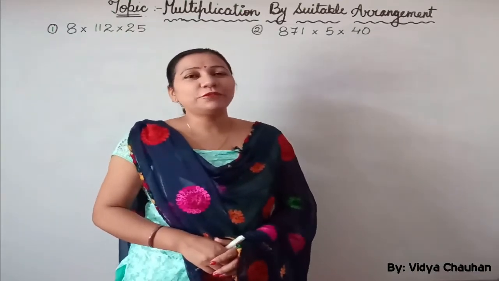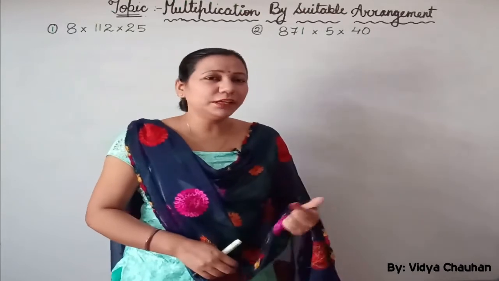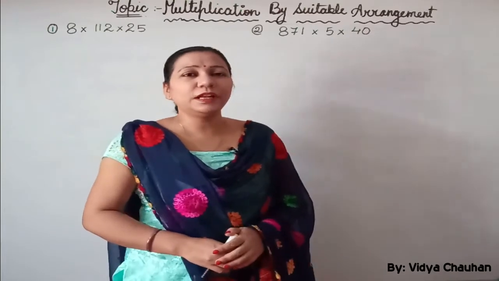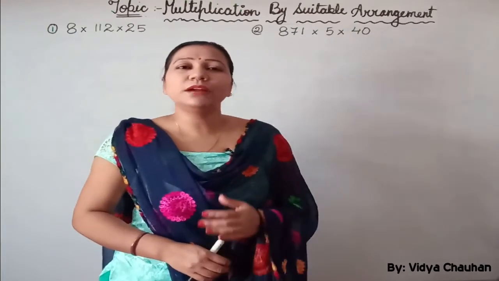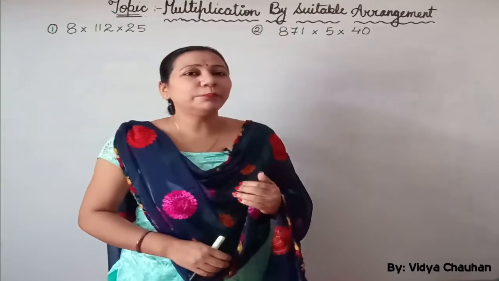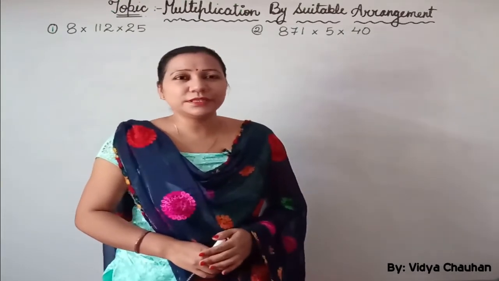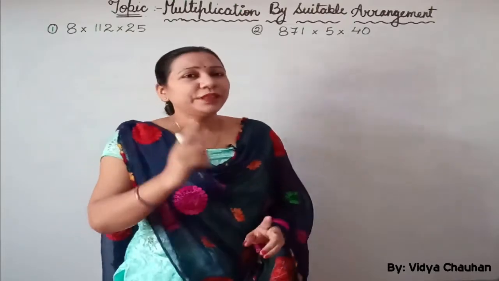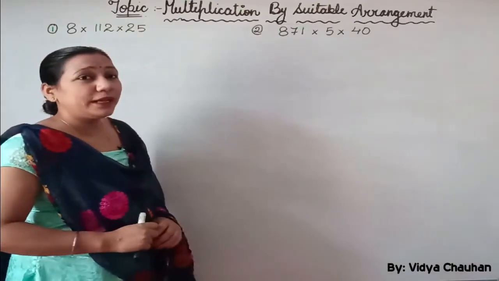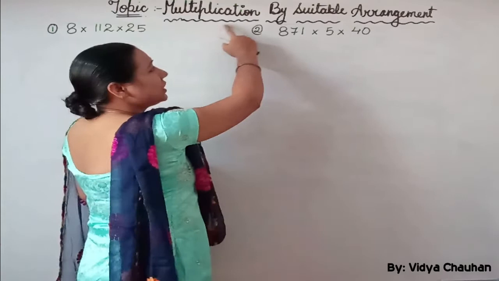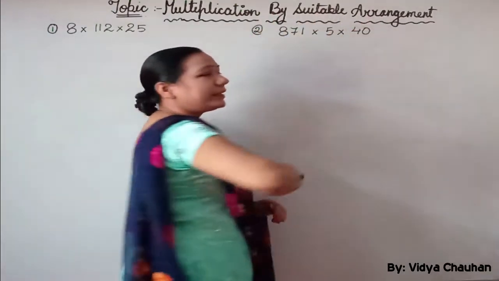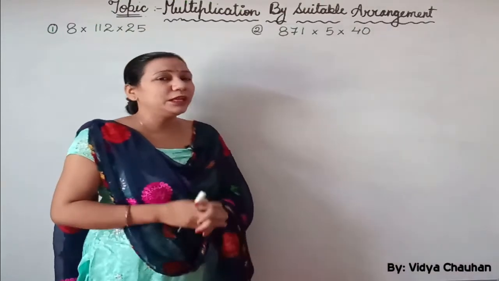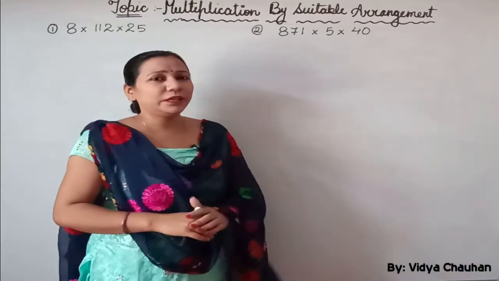Now students, after doing the properties and the multiplication by 10, 100, 1000, moving forward to multiplication of the numbers. In our previous lesson, we already discussed how to multiply large numbers by simply multiplying both the numbers, keeping them one below the other. Now moving forward with the next topic, multiplication by suitable arrangement. This is another way of simplifying the questions, minimizing the time and performing the multiplication.